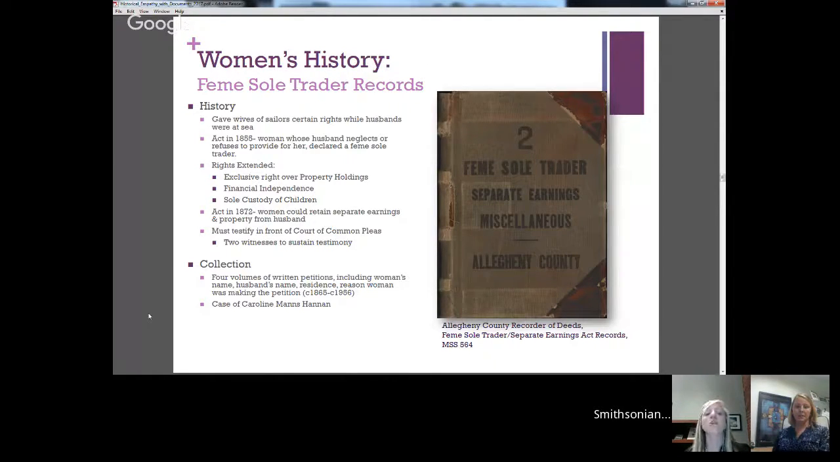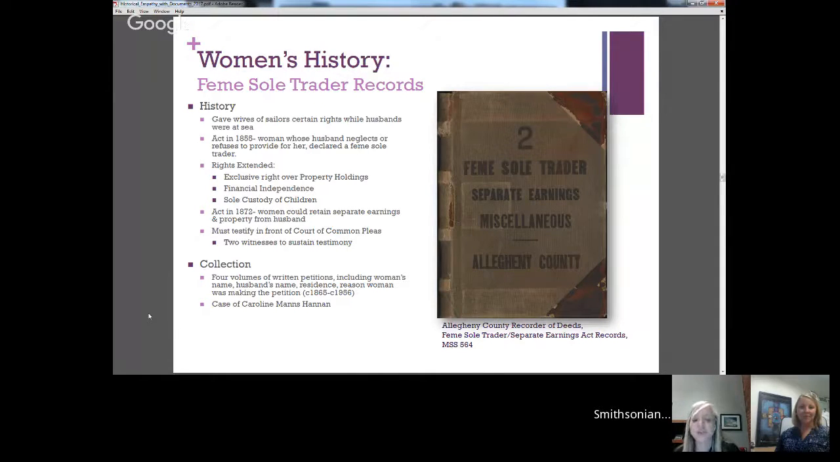And once she would achieve that status, she would receive exclusive rights over her property holdings. She'd also achieve financial independence. So if there were debts brought before her husband, money could not be taken from her to settle those debts. And she can also have sole custody of her children. And then there's also a clause, provided she provide a good example for them.